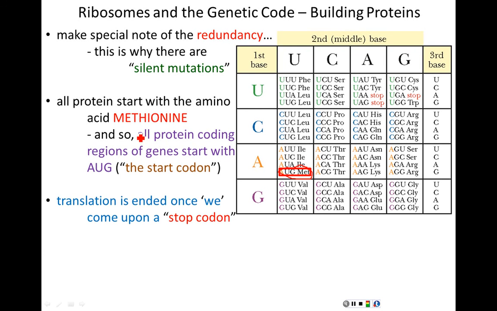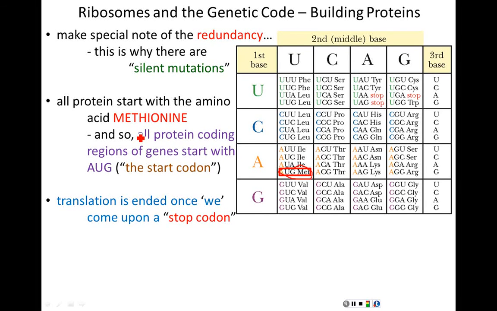And then we just simply take triplets, three at a time, starting with the start codon. After we see the AUG start codon, methionine goes in that position, then the cell looks and says, what are the next three nucleotides? Well, if the next three nucleotides are CCA, then we put a proline in the next position for the protein. And then we look at the next triplet. And the next triplet is GCG. Well, that's alanine. So we put alanine in that position.